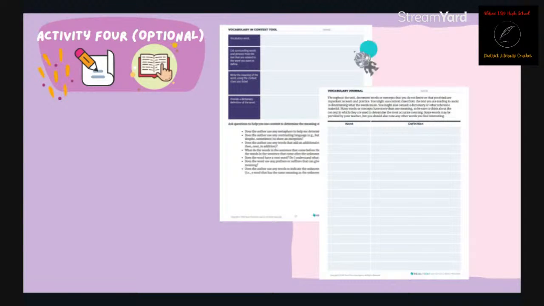Next, in this optional activity, students continue working with their partner, selecting one word from each of their vocabulary journals that they independently identified and wrote down while reading chapters 1 and 2 and determining if the words can be defined based on context. They use the vocabulary and context tool to assist them and verify each meaning with a dictionary.